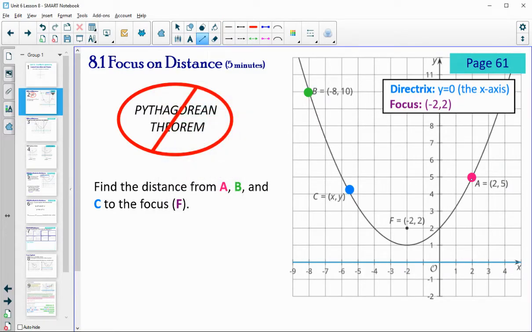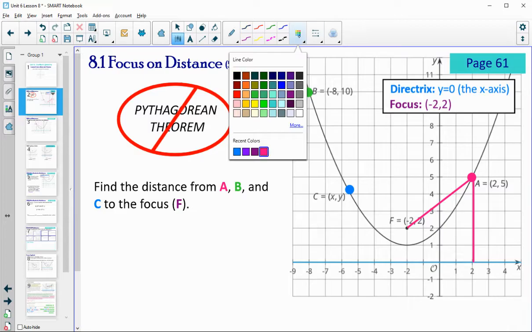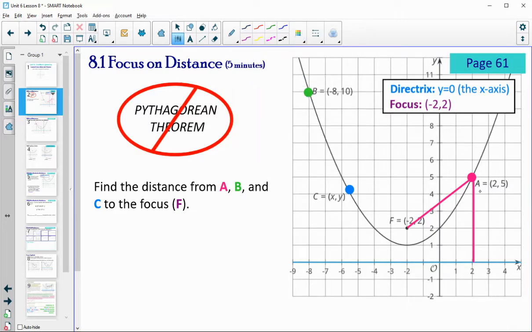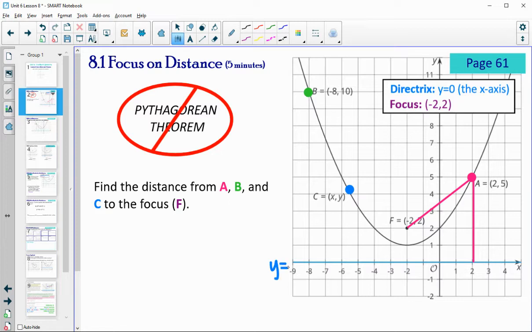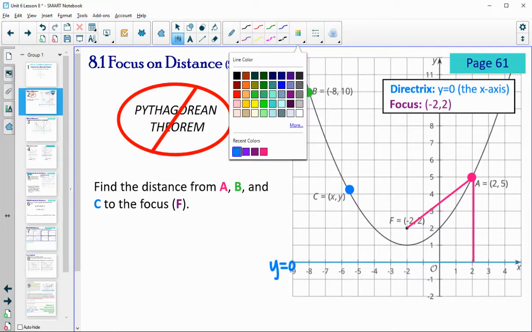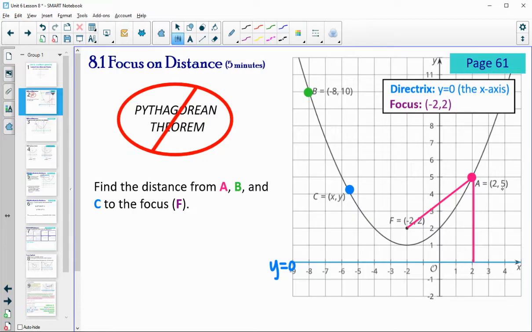If we're looking at the distance from A to the focus, remember that's going to be the same distance as A to the directrix. So we should be able to just count from A straight down to the directrix, which is 1, 2, 3, 4, 5 units. Or take a look at the directrix being the line y equals 0, and the y coordinate of this point is 5. So the distance from A to the focus is also going to be 5.